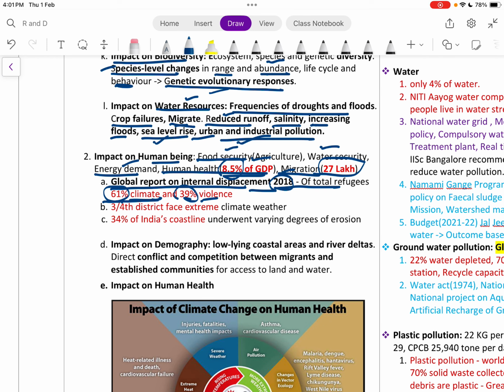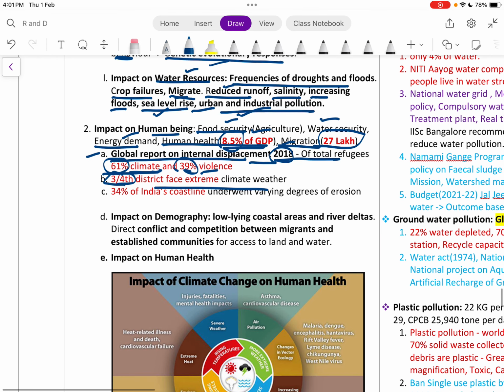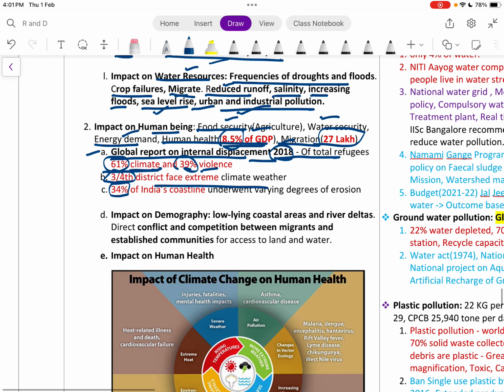Global report on internal displacement. Three-fourths of the districts face extreme climate weather. 34% of the Indian coastline underwent varying degrees of erosion.